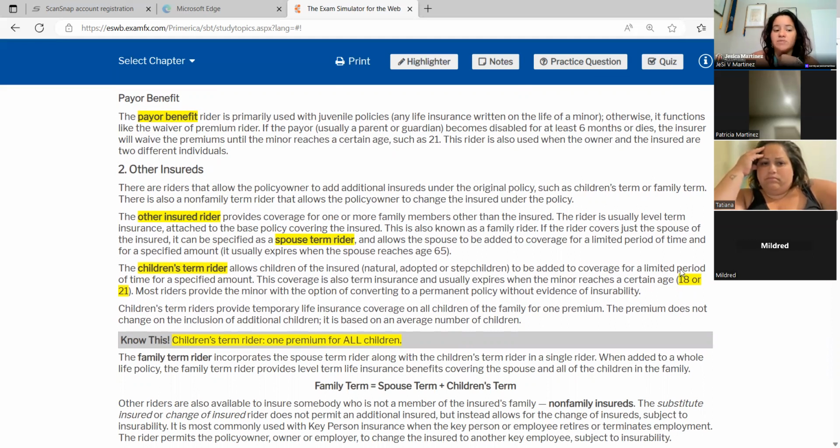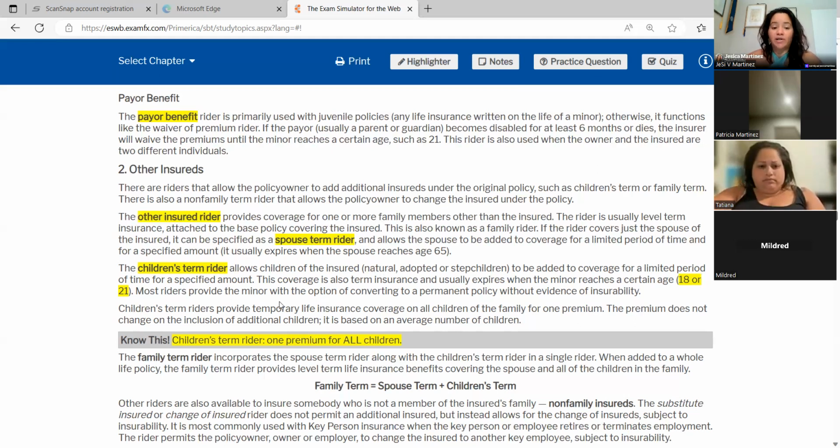If the rider covers just the spouse of the insured, it can be specified as a spouse term rider and allows the spouse to be added to the coverage for a limited period of time and for a specified amount. And it usually expires when the spouse reaches age 65. The children's term rider allows children of the insured, natural, adopted, or stepchildren to be added to coverage for a limited period of time for a specified amount as well. This coverage is also term insurance and usually expires when the minor reaches age 18 or 21.